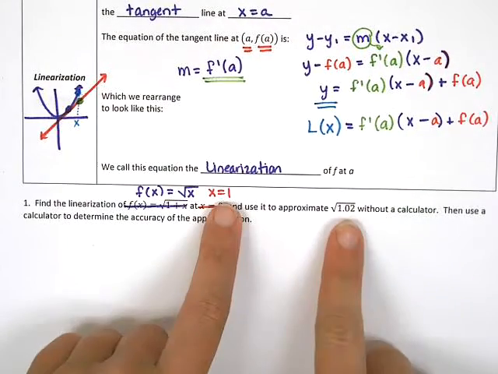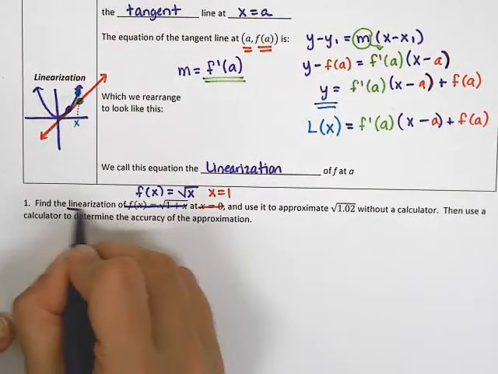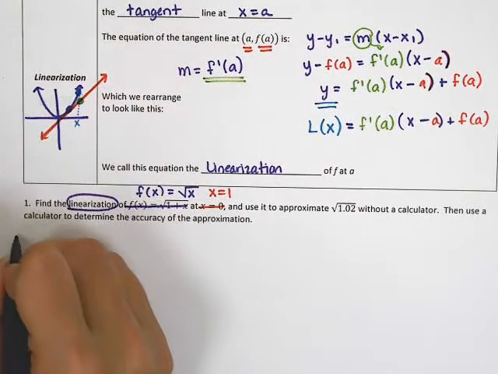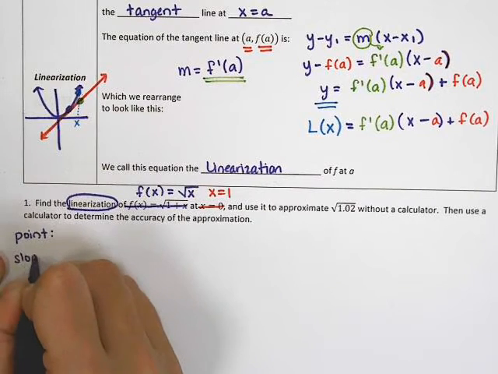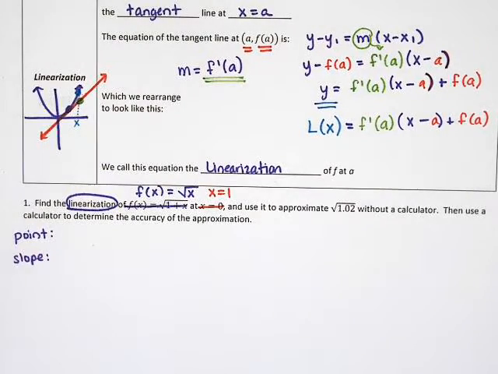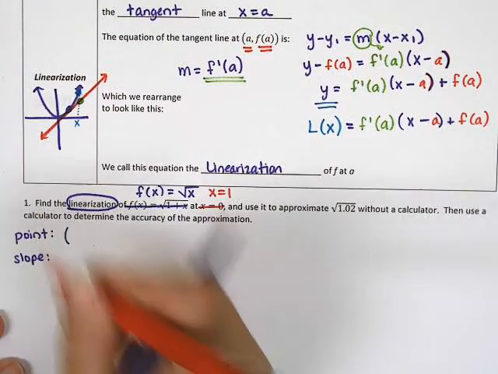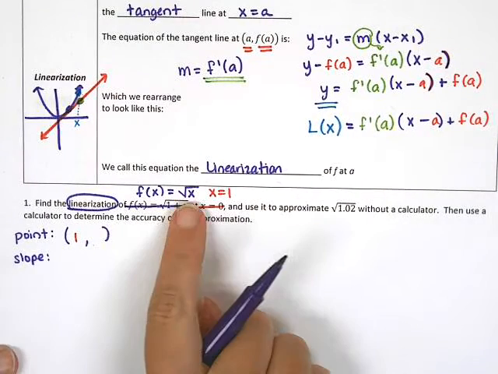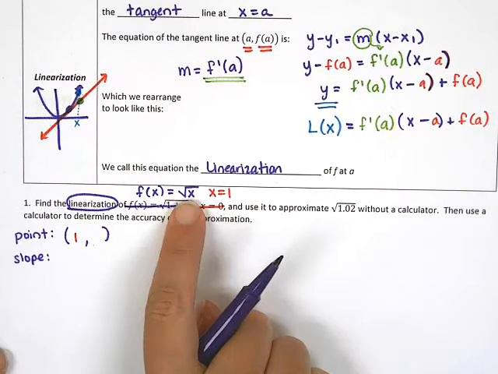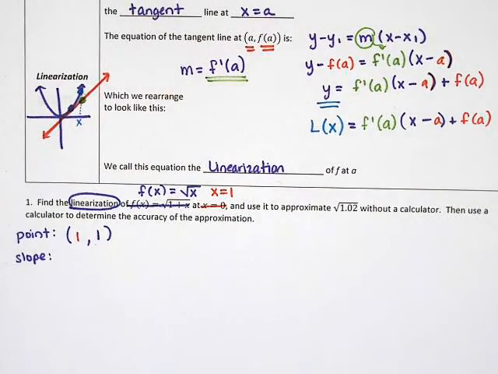Because the number 1 is close to the number 1.02. Now let's try this problem. In order to write a linearization, I need a tangent line. And I know that when I need a tangent line, I need a point and I need a slope. So what point would I use? Well, it tells me in the problem that my x value is 1. It also tells me in the problem that my f of x is the square root of x. So if I take the number 1 and I plug it in there, I get 1 as my y value.